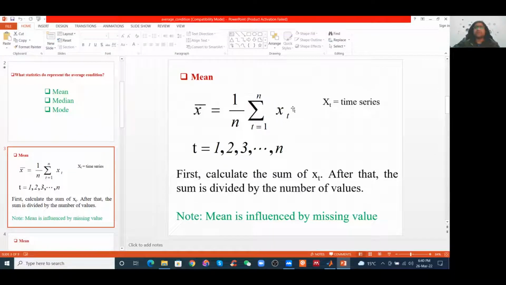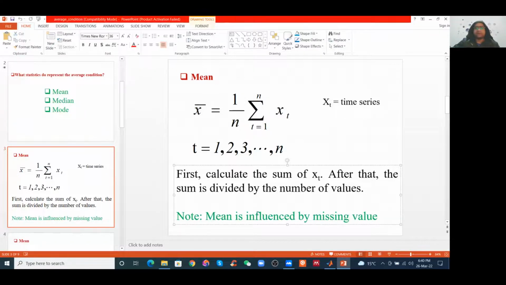If you have x_t, like time series data, for example rainfall, then t is 1, 2, 3, like a time series. If you have daily data, t is 1, 2, 3, 4, daily days. If you have year or month data, this is also time series data. Then we sum from t = 1 to n, then we divide by the number of elements. This is the mean value.